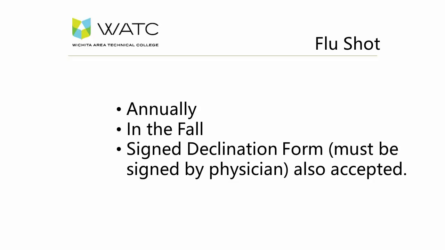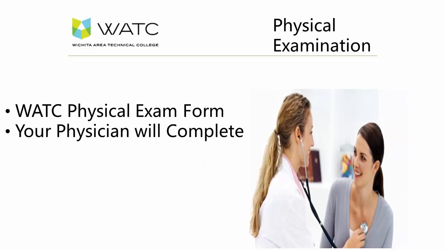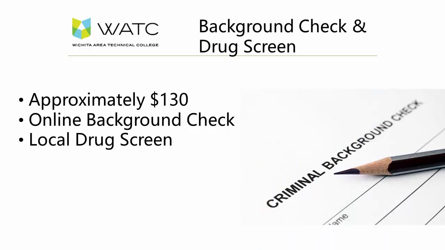Flu shots are available for the flu season annually in the fall. It changes every fall, so you must get your flu shot in the fall no later than October 31st. This shot can be declined, but you'll be required to have a physician complete and sign a declination form as well as wear a mask during clinicals. You will also have to have a physical. You will use the form that is provided for you and have your physician complete it and sign it.